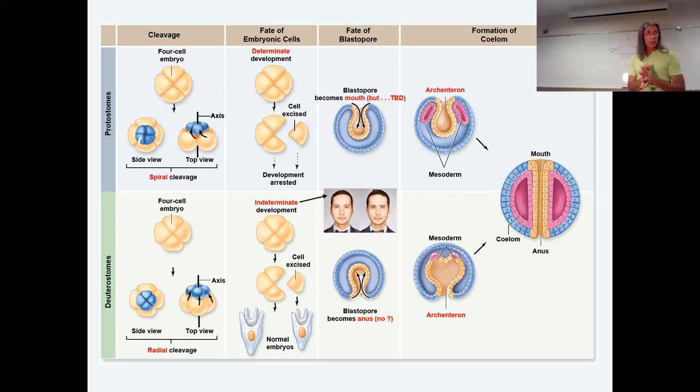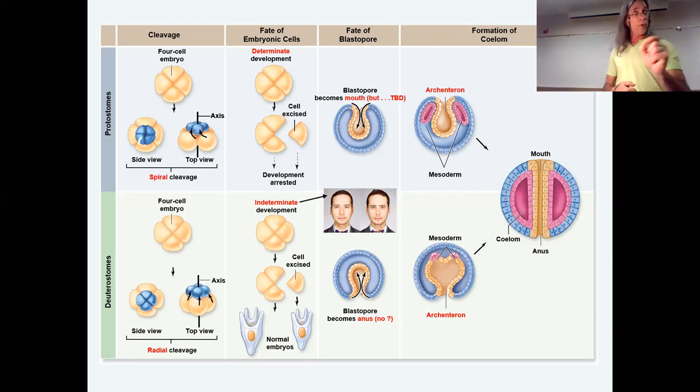So at the four-cell stage, this goes back to the totipotent, pluripotent stem cells and all that discussion we had just a few minutes ago. If you take a protostome and you remove one of the cells at the four-cell stage, development is arrested. In other words, they have what we know as determinate development. At the four-cell stage in protostomes, cells have already decided, have already differentiated. They've already become what they're going to be. If you take one of them out, those genes that were turned on in that particular cell, even though all the other ones have it, don't get exercised, and that particular part doesn't develop. Your organism doesn't develop. In other words, you don't get an offspring.